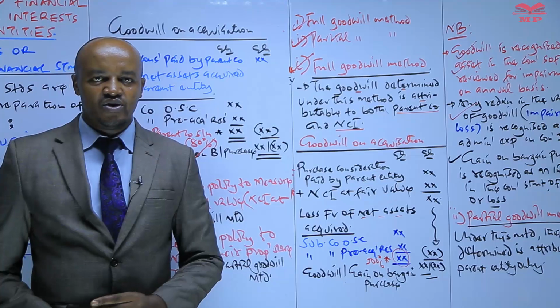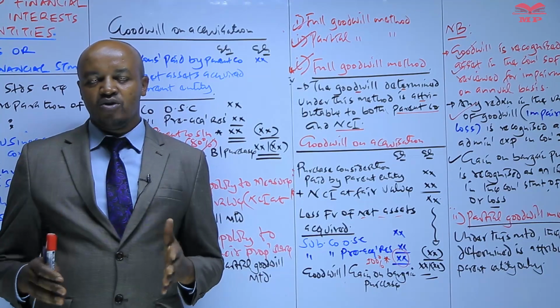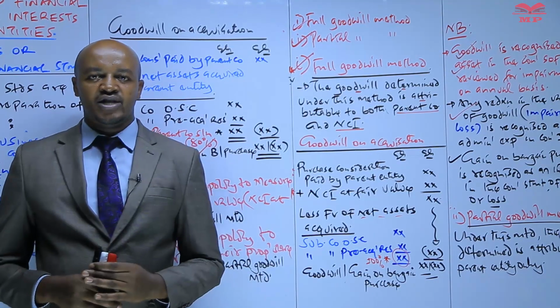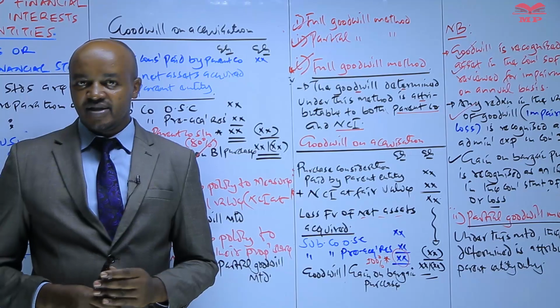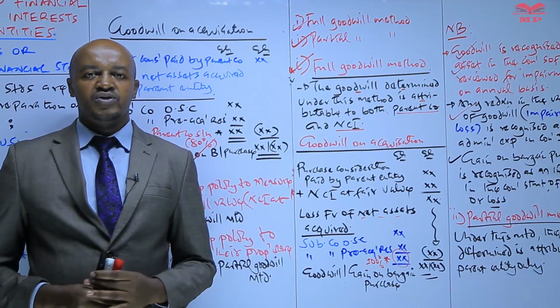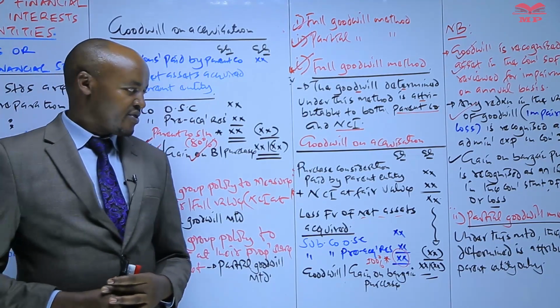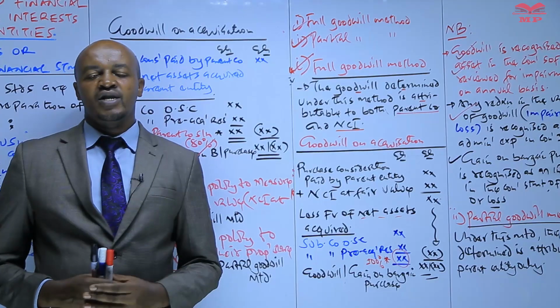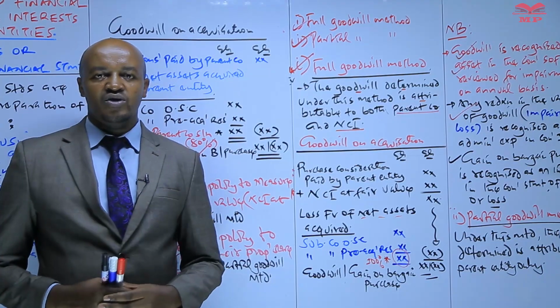So I want us to stop at that point. Once we come back in our next session, we're going to look at some illustrations regarding the computation of goodwill using the two methods here, the partial goodwill method and the full goodwill method.